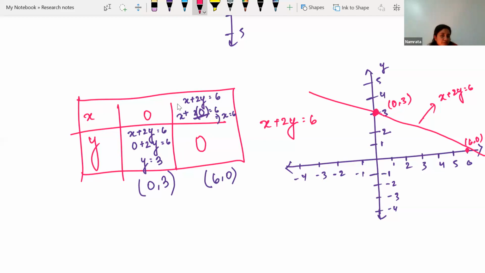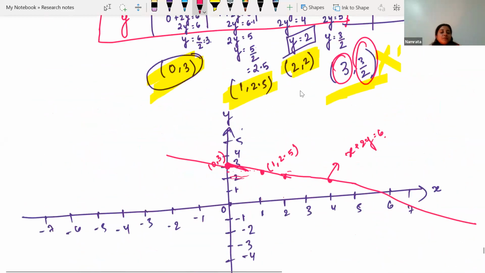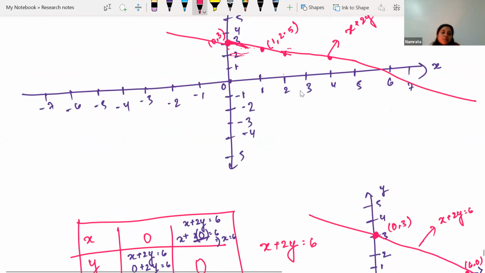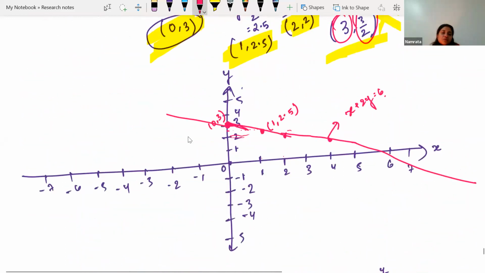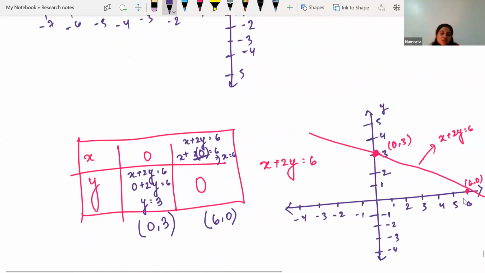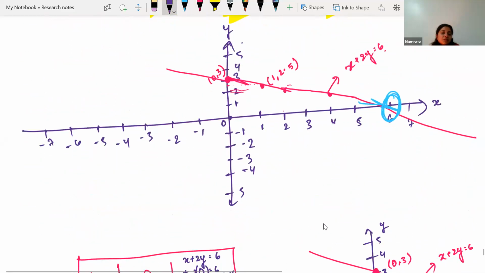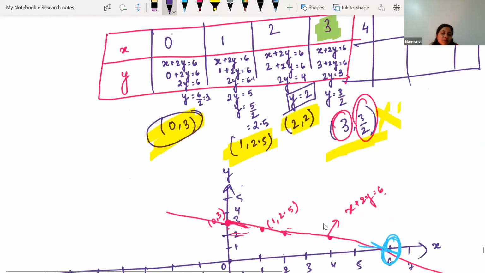What is the difference between this graph and that graph? Both graphs are the same. There also it is 0, 3, and here it will touch 6 on the x-axis. My graph is not that accurate, which is why it's not touching, but it will touch the x-axis at 6. Here also it touches the x-axis at 6 comma 0. So there is no difference between both graphs; they are exactly the same.